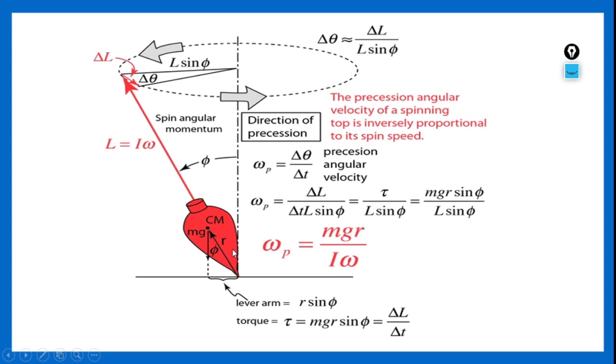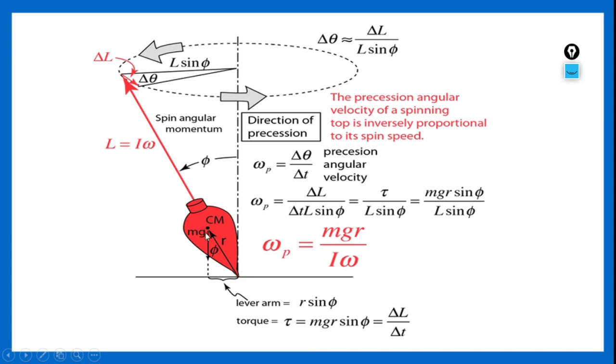So here we have the distance r, and mg is the weight. So mgr sin phi by L sin phi. The sin phi gets cancelled. So we get the precessional angular velocity omega p as mgr by L. L is nothing but the product of the moment of inertia and omega, hence mgr by I omega. If you see the lever arm, we get it as r sin phi. And torque tau is equal to mgr sin phi, that is equal to delta L by delta t.